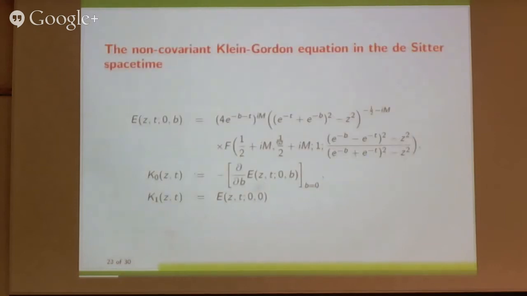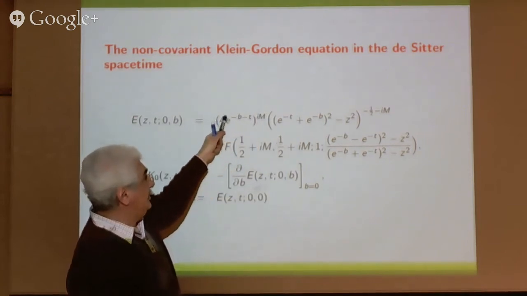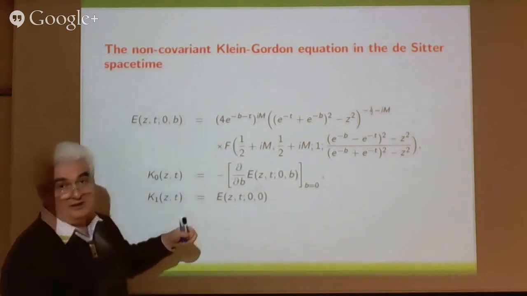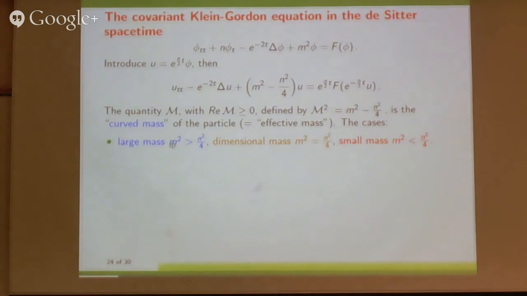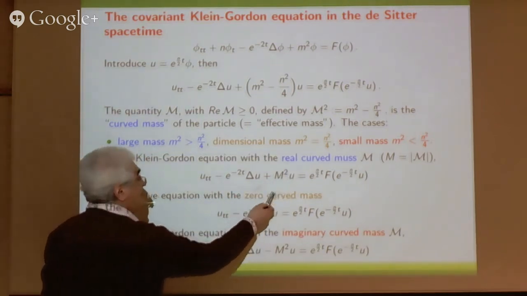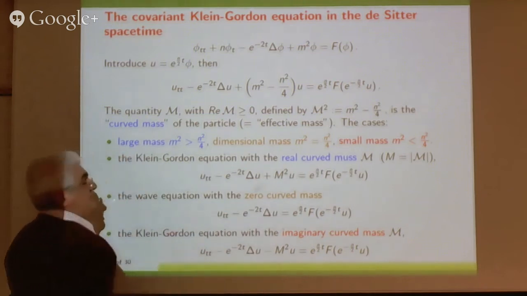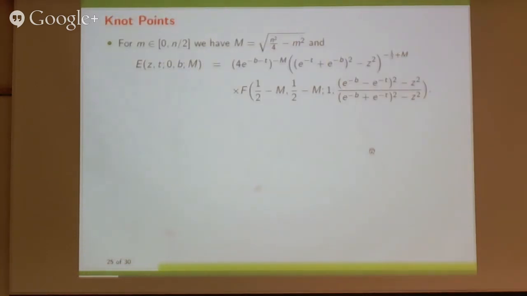Look at this function. If you have M pure imaginary or real, the behavior of this function is completely different. And that is the point why we have to compare this dimension and physical mass. In any case, we still have formulas for this equation, for this equation, or for this equation. They are slightly different, but we have formulas. And then we can make a test for Huygens principle for this equation.